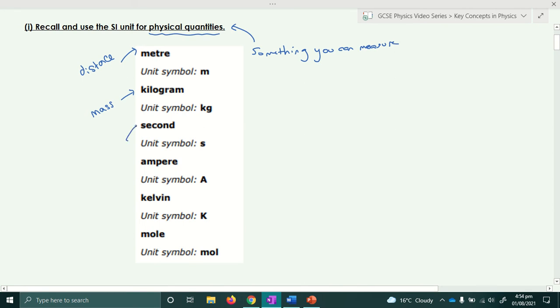Next we've got our unit for time. Our standard unit for time is the second. We can measure in lots of units like hours, minutes, days, but our standard unit, the one that we use in equations, is the second. We don't write that out, we just write s for short.